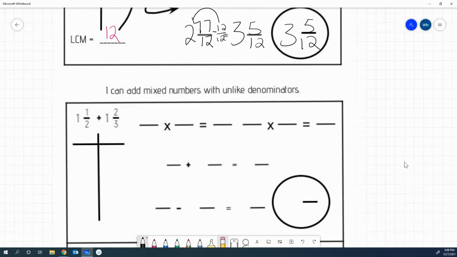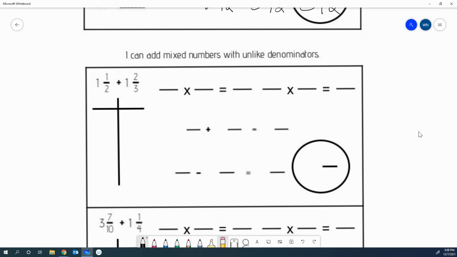Good, good. Let's jump into you working some out and answering some questions. For this one, we've got 1 and 1/2 plus 1 and 2/3. Go ahead and tell me what that LCM is. To work out the LCM, you should have said 2, 4, 6, and 3, 6. That LCM is 6. Try to circle it every time. That'll help remind you how to find that LCM.